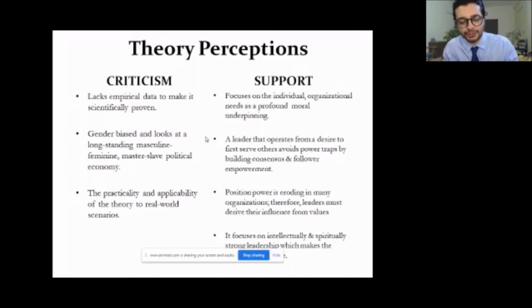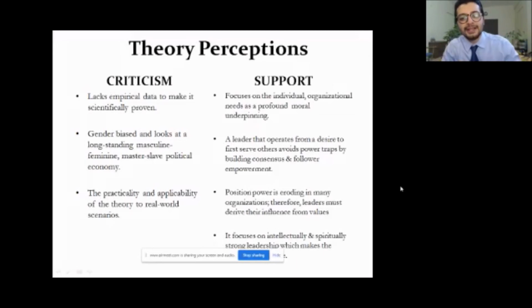Now coming over to the supports. First, it focuses on the individual and organizational needs as a profound moral underpinning. Obviously, it looks at the individual part as well as the organizational part. So the example that I gave about TAS, that is Tata Administrative Services, it looks at the individual goals as well as the organizational goals. The organization understands that until and unless the individual feels motivated and progressive, how can the organization progress?